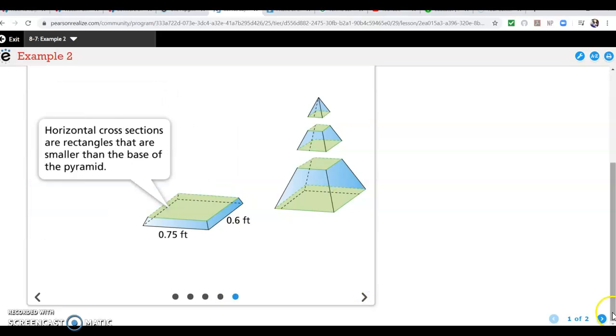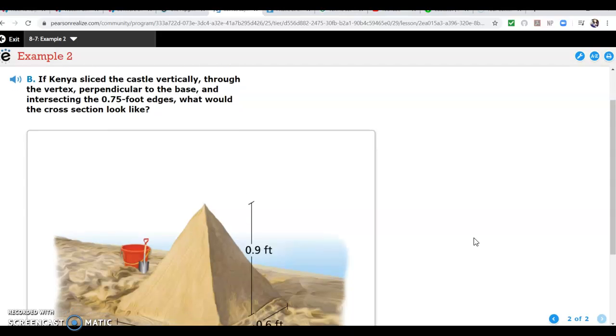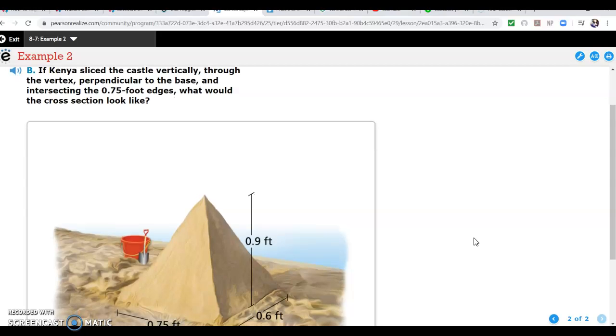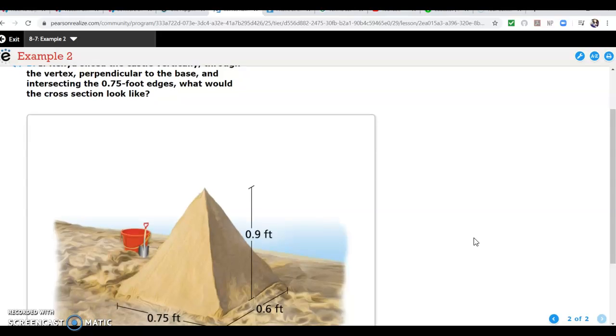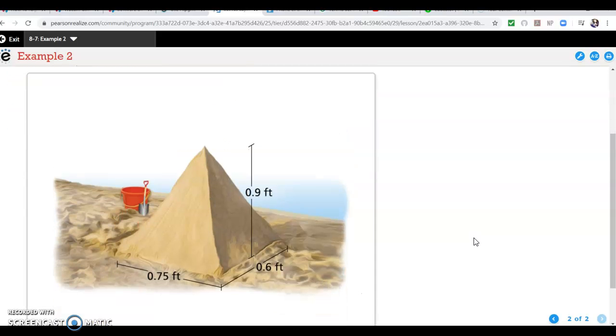And we already talked about that. So let's look at the try it. Oh no, I'm out of time. Oh no, I'm not out of time. I'm only at 8 minutes and 30 seconds. Phew! Okay. So this section is the try it, and it says, if Kenya sliced the castle vertically through the vertex perpendicular to the base and intersecting the 0.75 foot edges, what would the cross section look like? Holy moly, that is confusing. And I don't think I can draw on this page either.